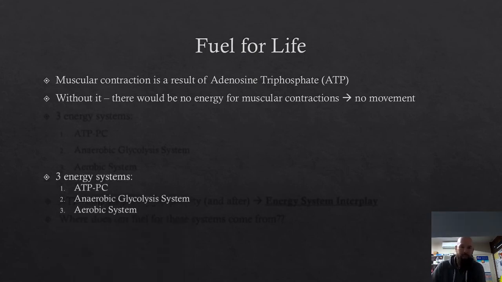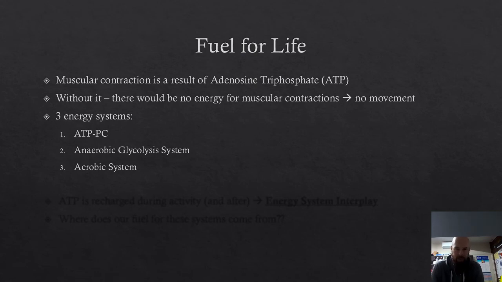So there's three systems. There's the ATP-PC system, or adenosine triphosphate, and then the fuel that powers that system is phosphocreatine, which is where the PC comes in. There is the anaerobic glycolysis system. Some texts that you may read, not your textbook, but other textbooks or old notes, may refer to this system as the lactic acid system.